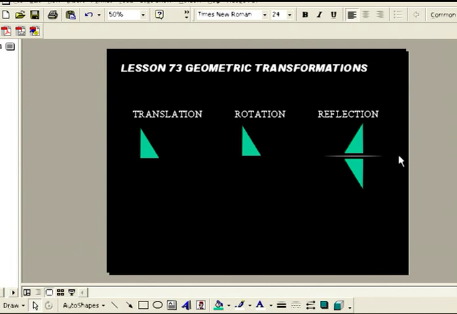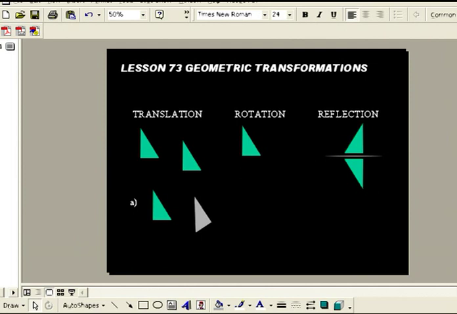Here's a horizontal line that it's reflected about. It's like a mirror image. So when you think about a reflection, think about a mirror image. When you think about a rotation, think about the hands on a clock. When you think about a translation, just think about sliding an object around without any rotation or reflection of it.